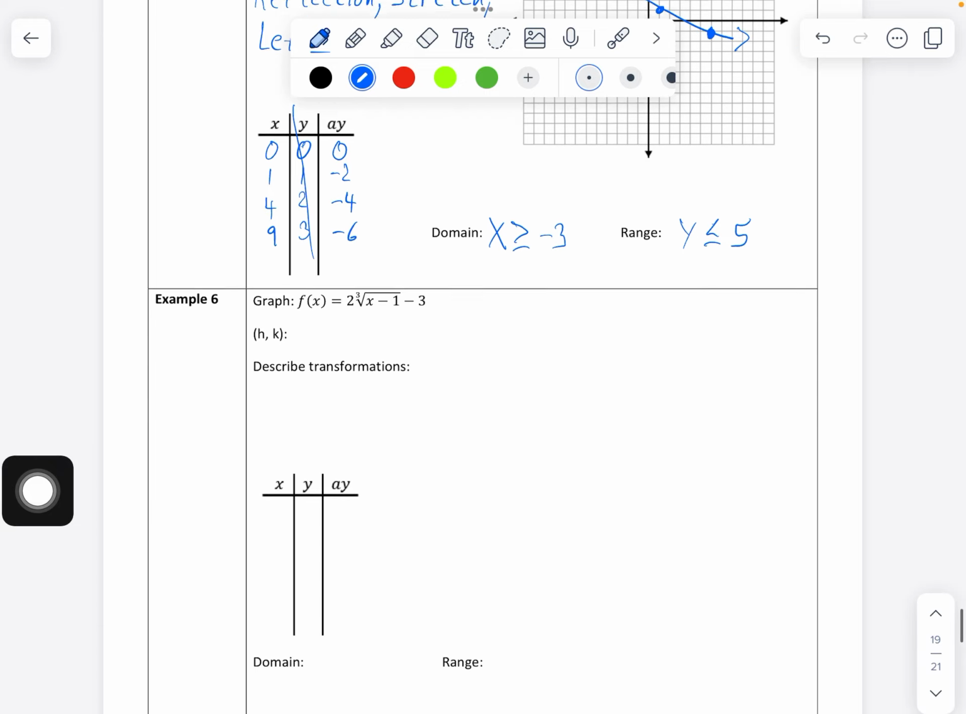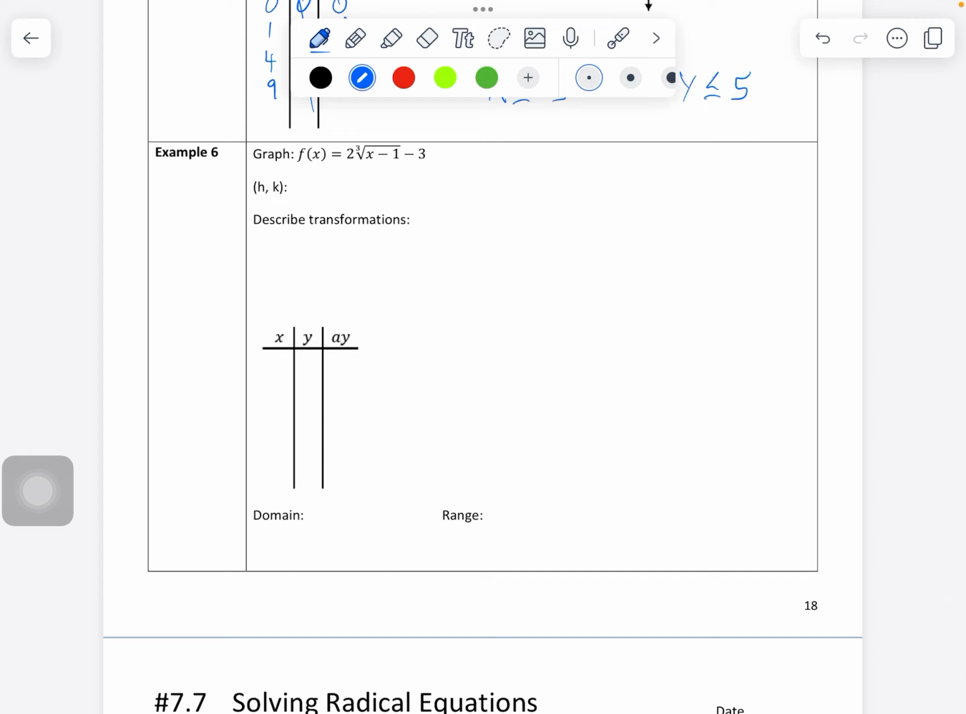Okay. On to the last example here. Another cube root one. Our h and k is 1, negative 3. Opposite of this, k stays the same. And then this one would have a vertical stretch. I think I forgot to write vertical stretch last time, but stretch is the most important word here. Okay, vertical stretch, and then it looks like we are going right 1, down 3. No reflection. Back to the cube root, negative 8, negative 1, 0, 1, 8, negative 2, negative 1, 0, 1, 2.